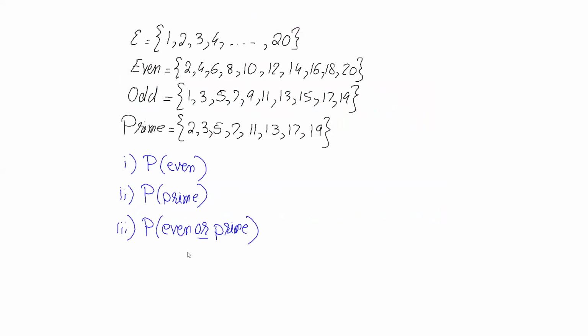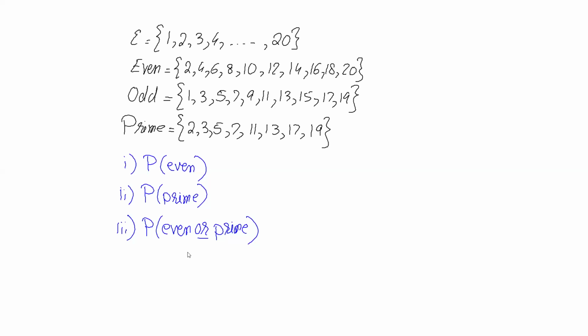Now look at this example. You can see it orally. This is a probability question. The event is numbers from 1 to 20. Even numbers are given, even numbers I have found. Odd numbers I have listed. This is set language. And prime numbers I have listed. Now you have to find these numbers 1, 2, and 3 orally.